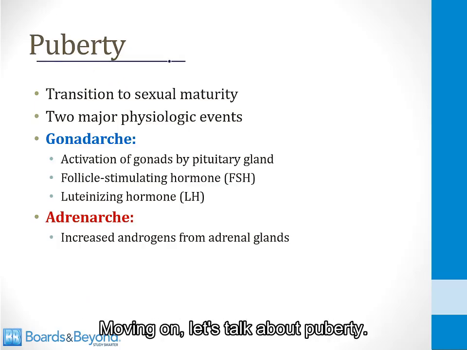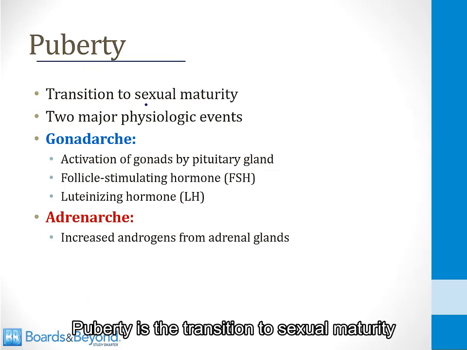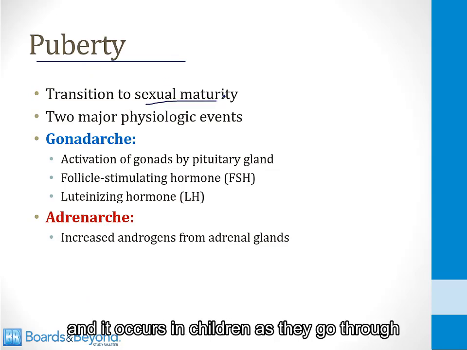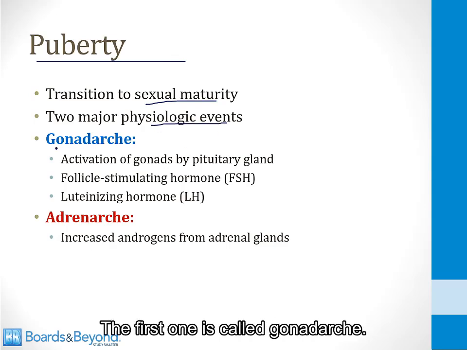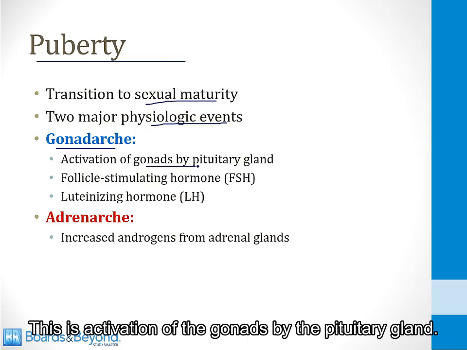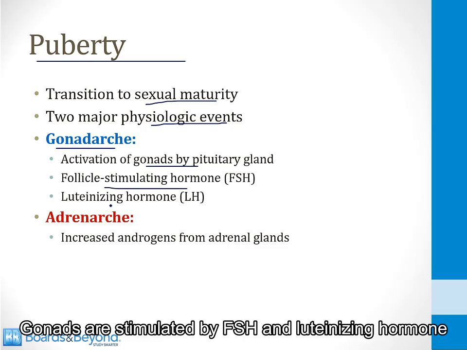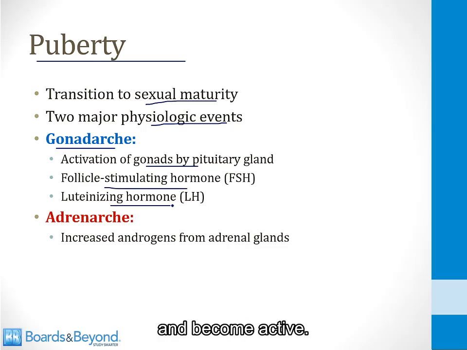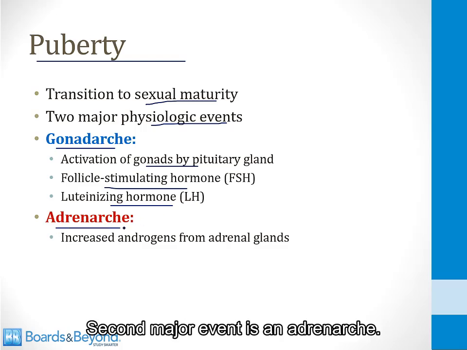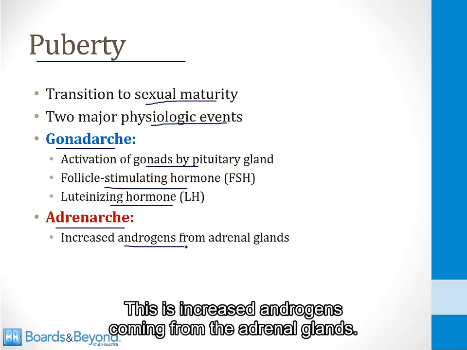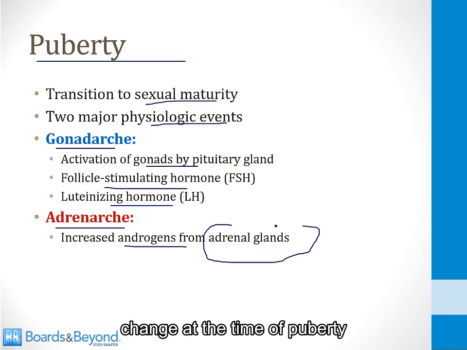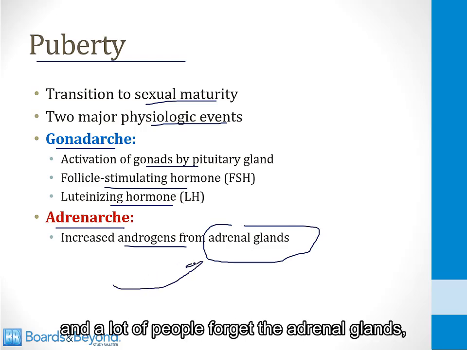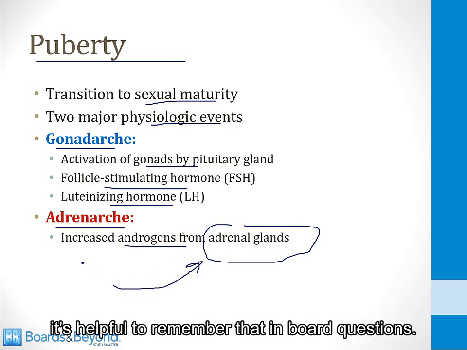Moving on, let's talk about puberty. Puberty is the transition to sexual maturity, and it occurs in children as they go through 2 major physiologic events. The first one is called gonadarche. This is activation of the gonads by the pituitary gland. The gonads are stimulated by FSH and luteinizing hormone and become active. Second major event is adrenarche. This is increased androgens coming from the adrenal glands. So both the gonads and the adrenal glands change at the time of puberty, and a lot of people forget the adrenal glands. It's helpful to remember that in board questions.